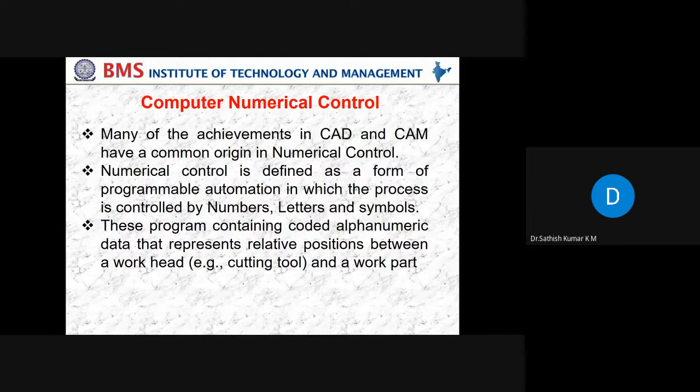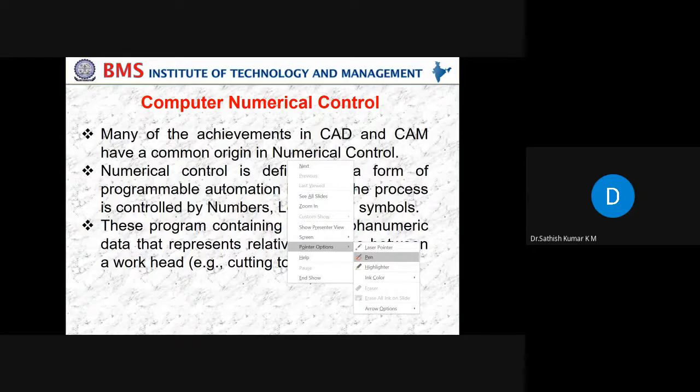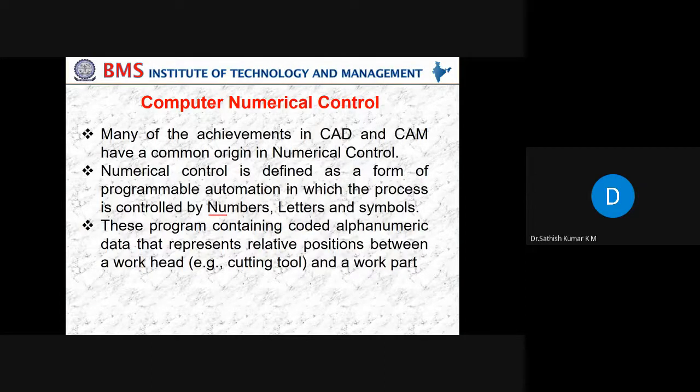As the name indicates, numerical control is a form of programmable automation. That means we are going to write the program. How are the programs written? The programs are written by using numbers, letters, and symbols. That is very, very important. The programs are written using numbers, letters, and symbols. This is what the NC program is all about.